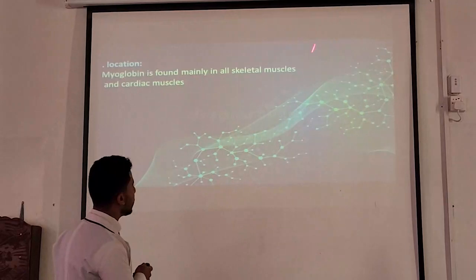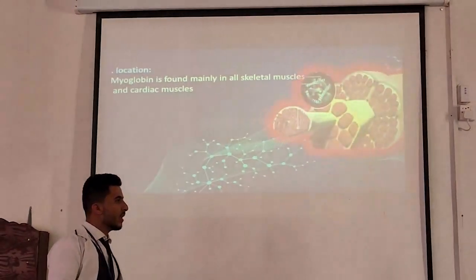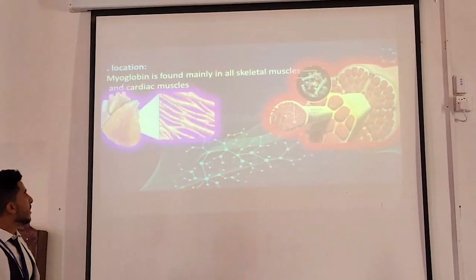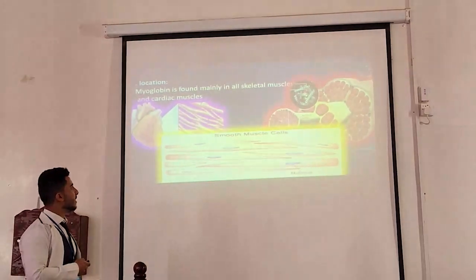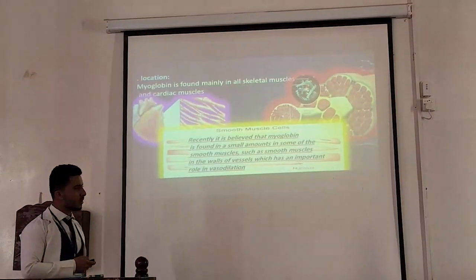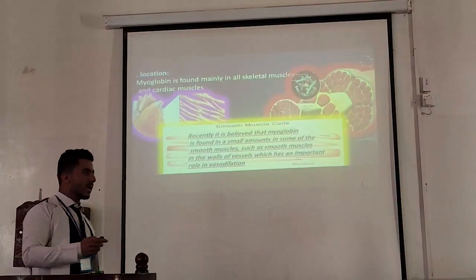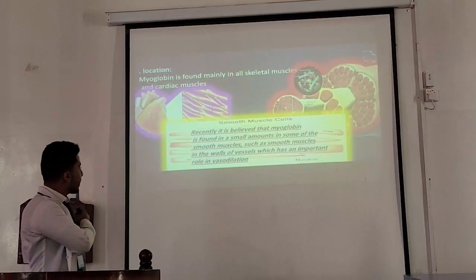Location: myoglobin is found mainly in the skeletal muscles and the cardiac muscles, but recently it is believed that it is found in the smooth muscles of the blood vessels and has an important role in vasodilation.